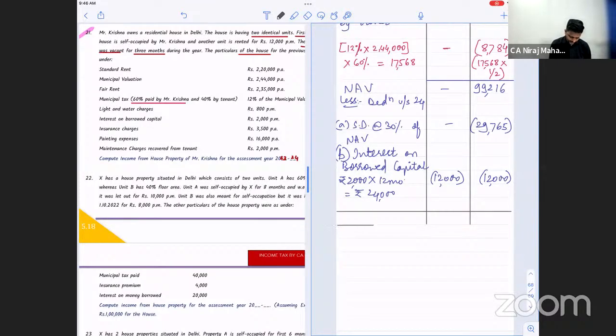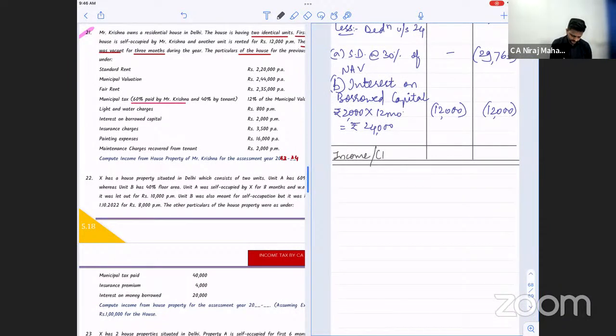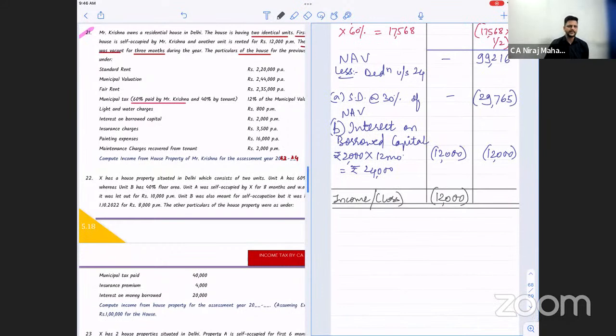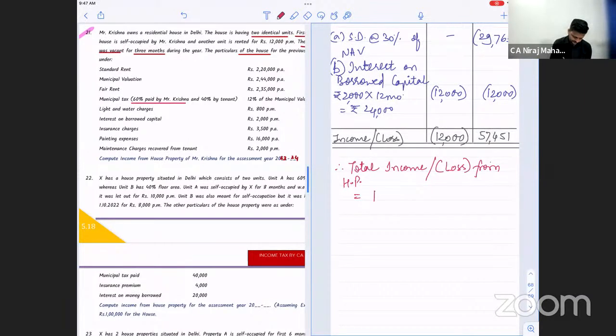So we have income or loss from house property. SOP is negative, no doubt about it. Loss. This is 57,451: 99,216 minus 29,765 minus 12,000. Correct? 57,451. Therefore, total income from house property.